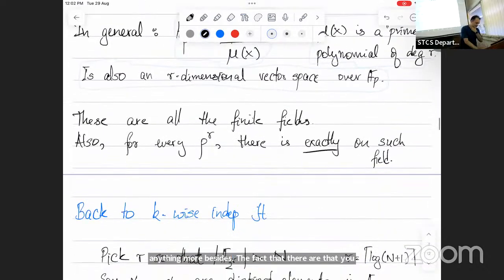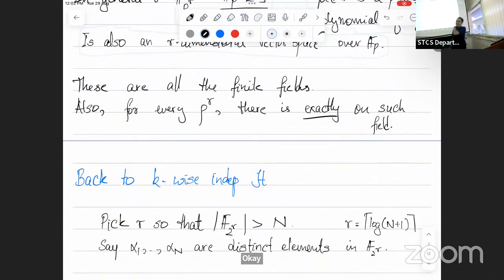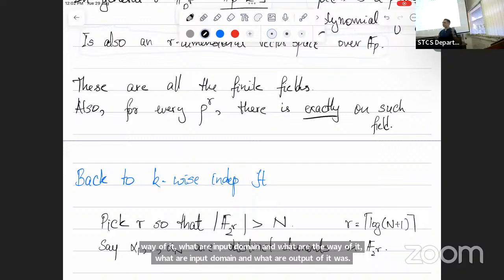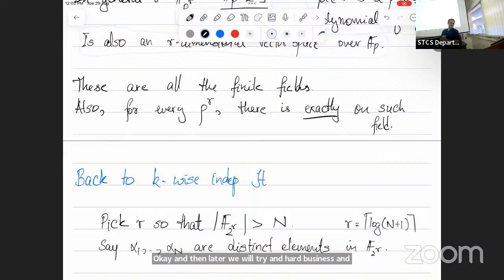All right, so now let's go to k-wise independence. We're going to try and build some hash functions. Let's forget about exactly what our input domain and our output domain were. At the moment, I want to build something, and then later we will try and add bells and whistles to get the right size and so on.